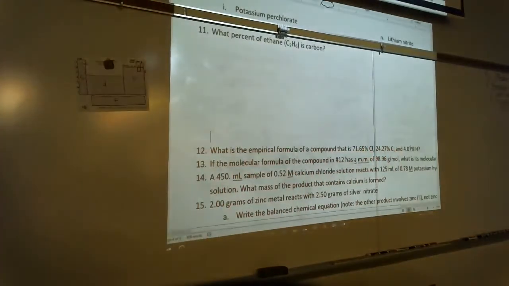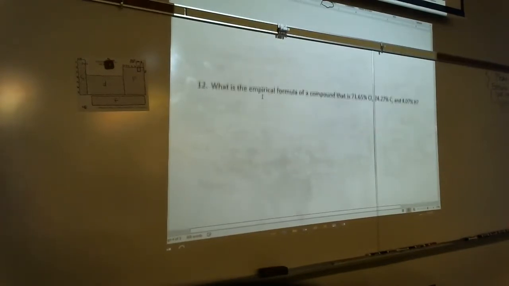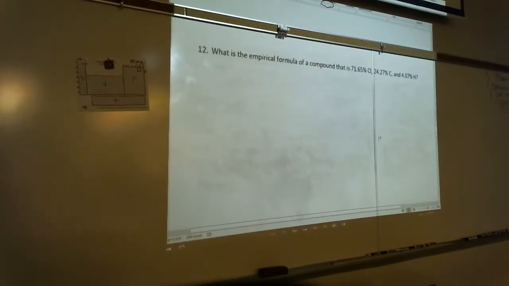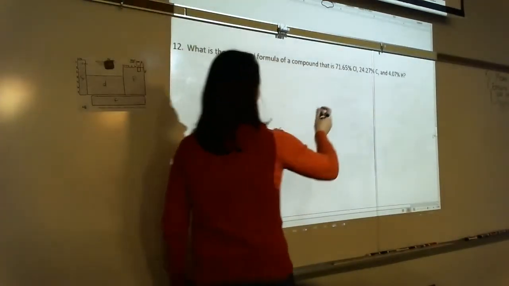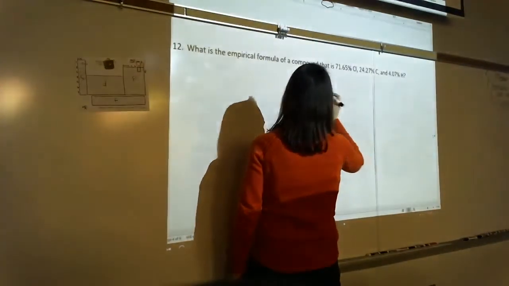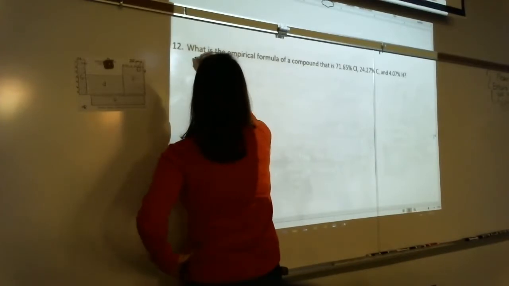What is the empirical formula of a compound that is 71.65% chlorine, 24.27% carbon, and 4.07% hydrogen? What do you do? Assume it's out of a 100-gram sample, so you can divide by the molar mass. All right, so we're just going to drop all the percents and replace them with grams.